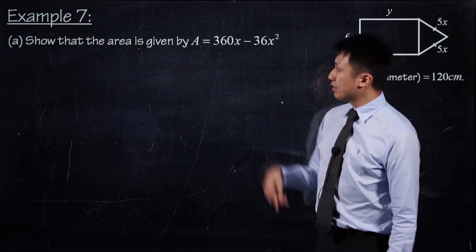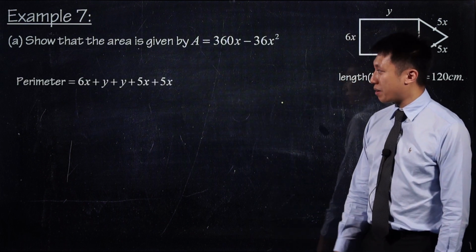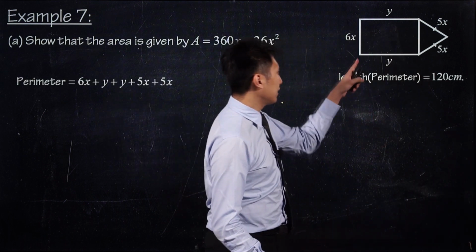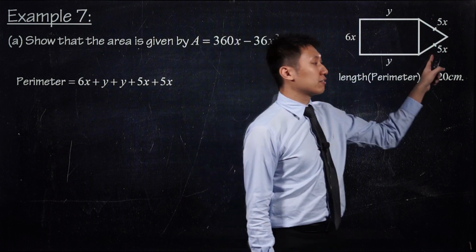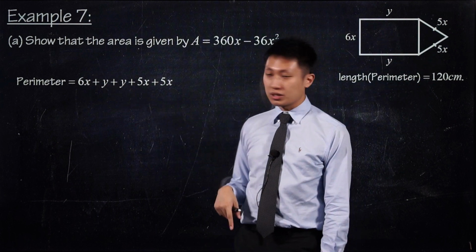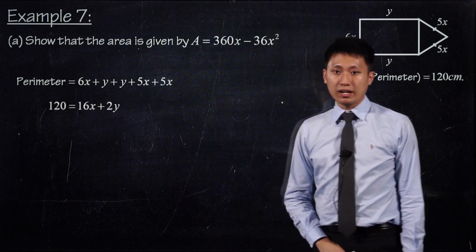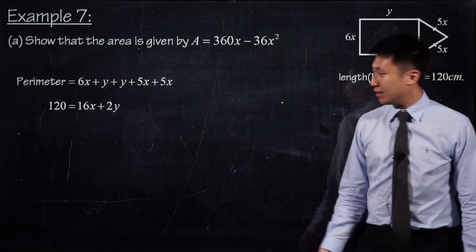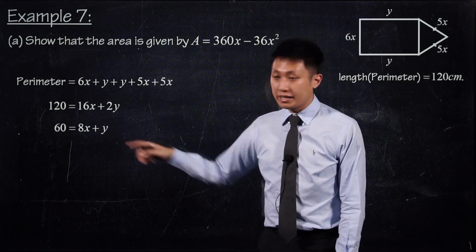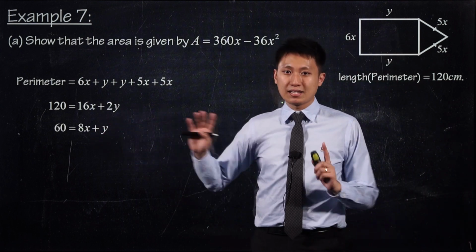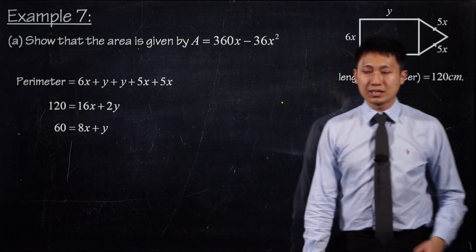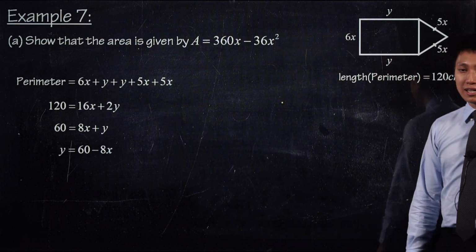All right, so the area is given by this, easy. So for the perimeter, what we do, we add up everything here: y, 6x, 5x, 5x. So I get the total, and the perimeter is 120 cm, so set it to be 120. Simplify it, I divide by 2, I get this one. So y can nicely stay on one side, so I put y on one side. y is equal to 60 minus 8x.